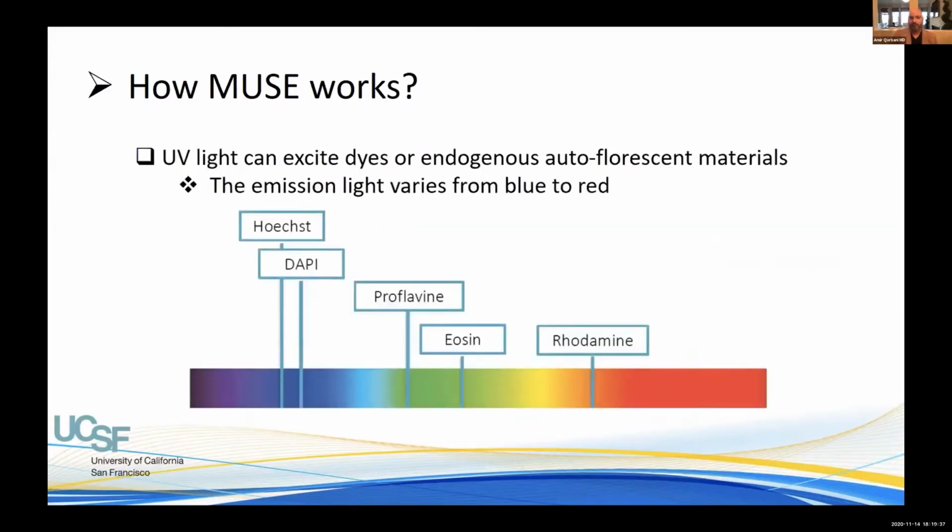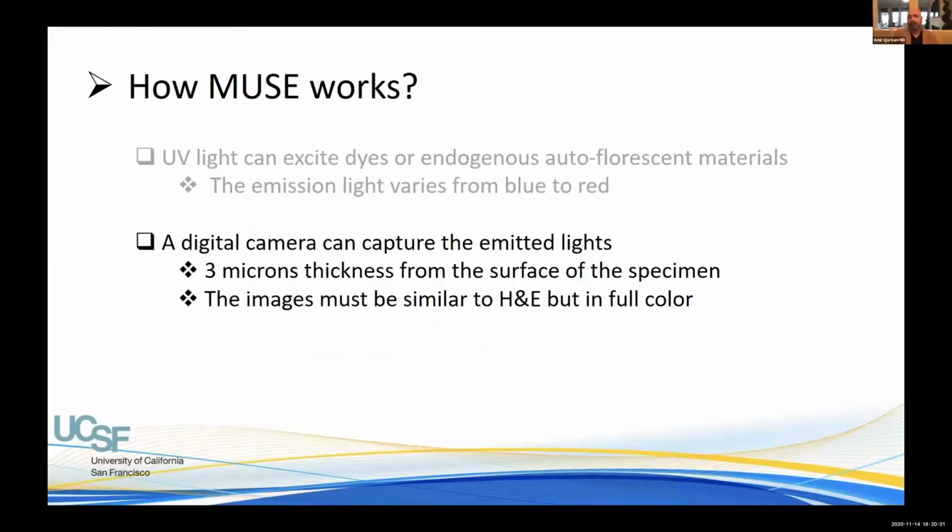When it enters the tissue, it can excite dyes, any dye, or any endogenous autofluorescent material, and when excited, it generates visible light. So we don't need a UV or fluorescence-specific microscope to capture it. It generates visible light that can be seen by the naked eye. Then a digital camera can capture the emitted light, and because it excites just the 3-micron surface of the tissue, it can theoretically give a picture similar to cutting the tissue and viewing it in the microscope.